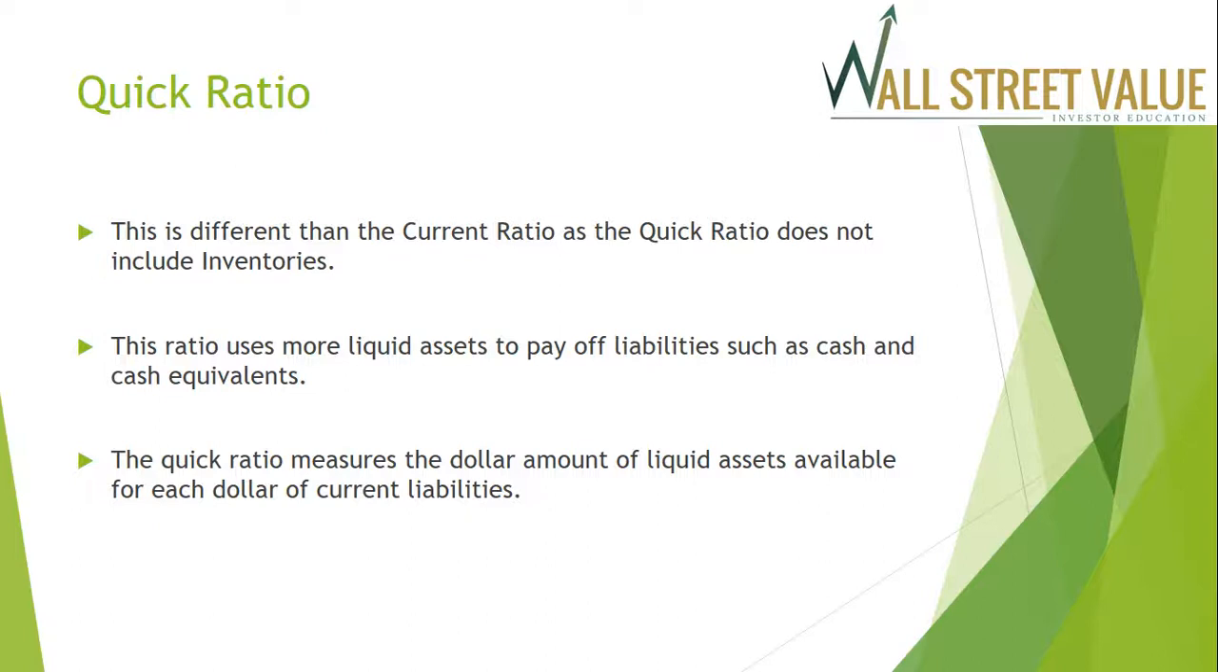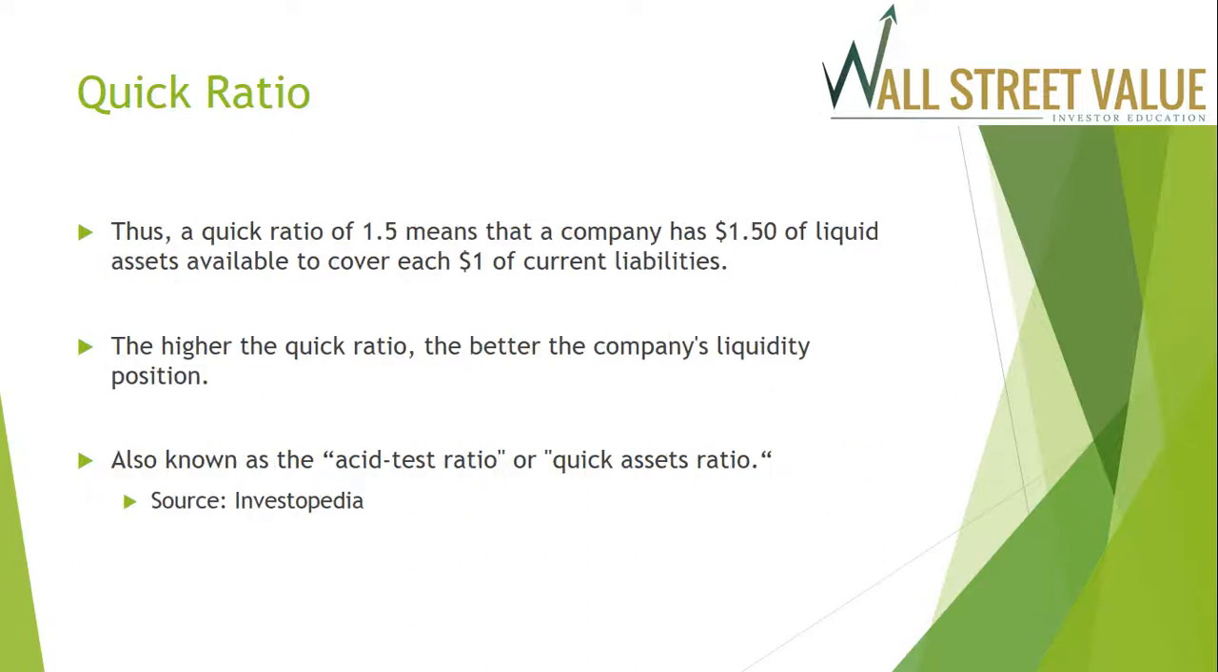So this ratio uses more liquid assets, such as cash and cash equivalents, to pay off liabilities. The quick ratio measures the dollar amount of liquid assets available for each dollar of current liabilities. Thus, a quick ratio of 1.5 means a company has $1.50 of liquid assets available to cover every dollar of current liabilities. So the higher the quick ratio, the better the company's liquidity position. It's also known as the asset test or the quick assets ratio.